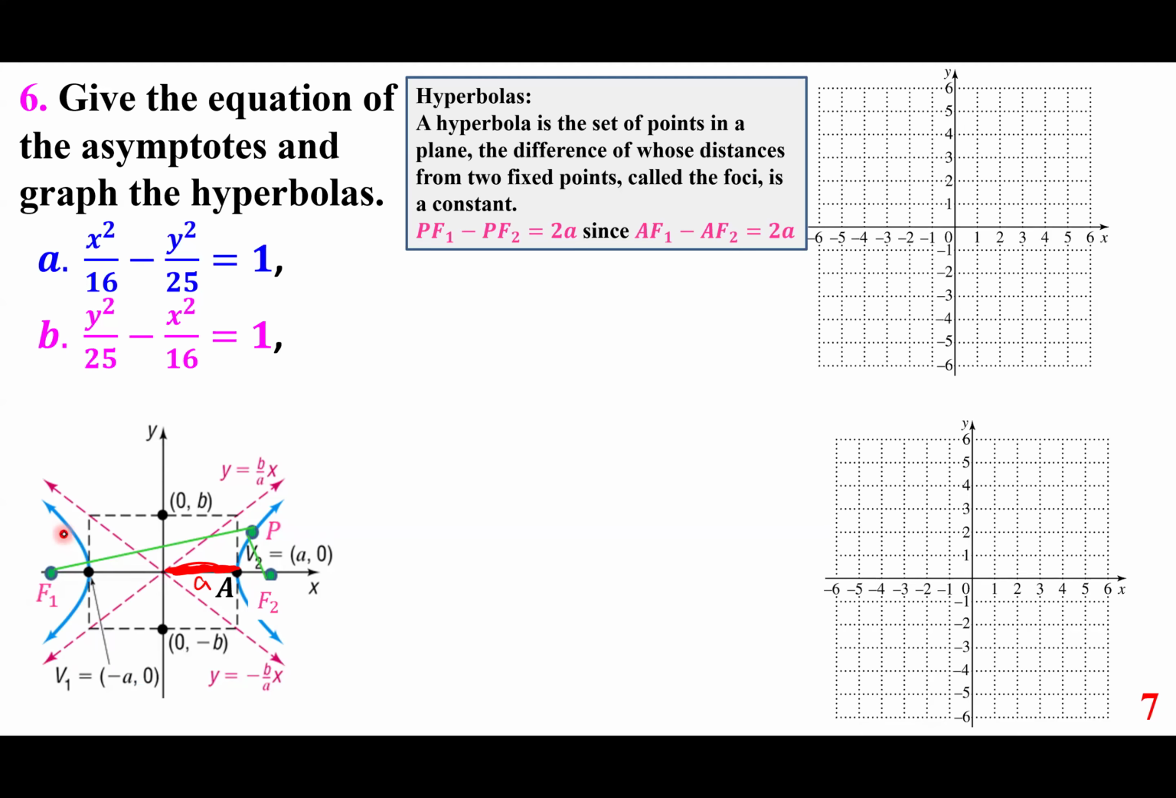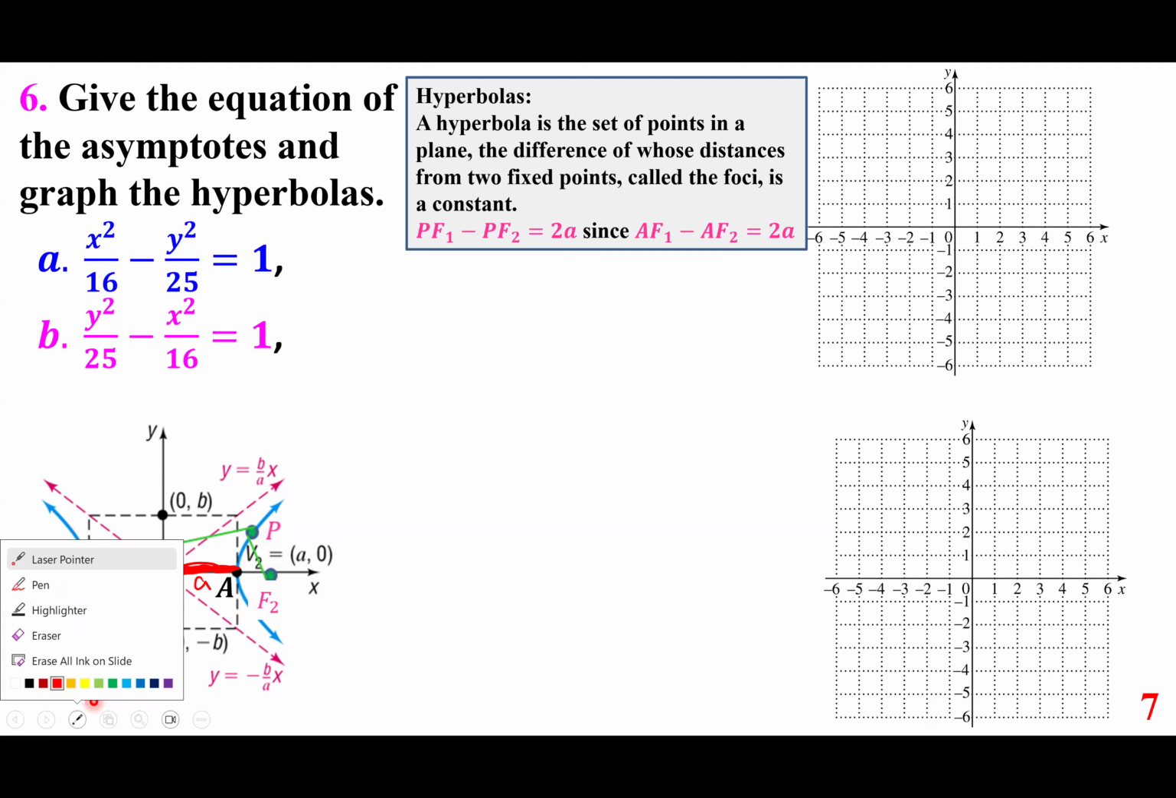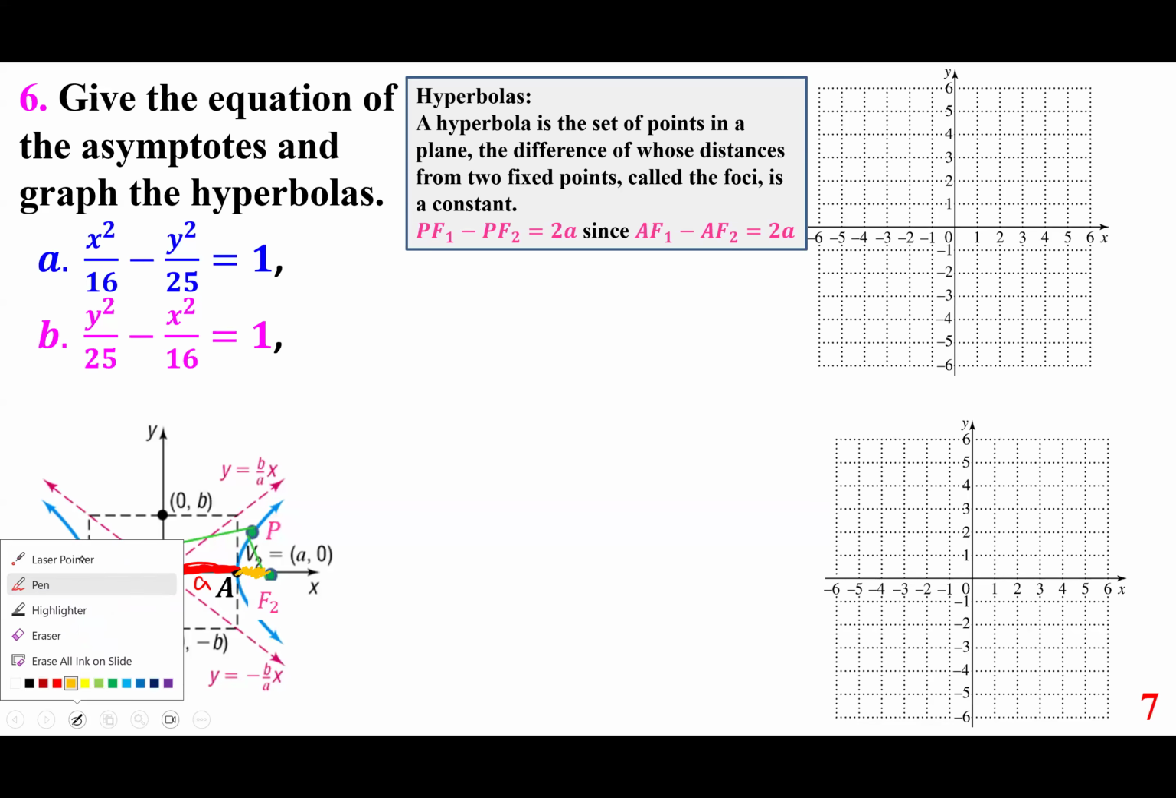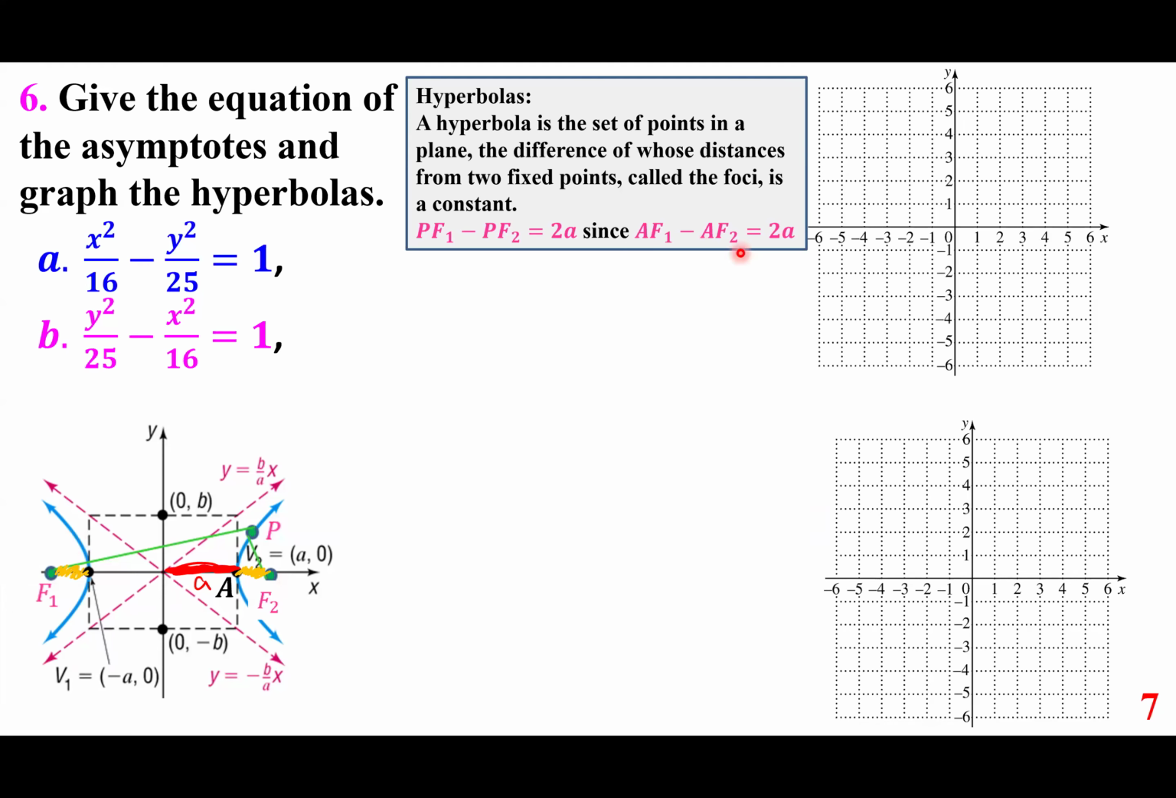Why is this 2 times a? Because if this point is anywhere and it works, let's put it here. So AF1 minus AF2. I hope you realize that a different color will be helpful here. This distance and this distance are identical by symmetry. Therefore, AF1 minus AF2 equals 2a. That's the proof.